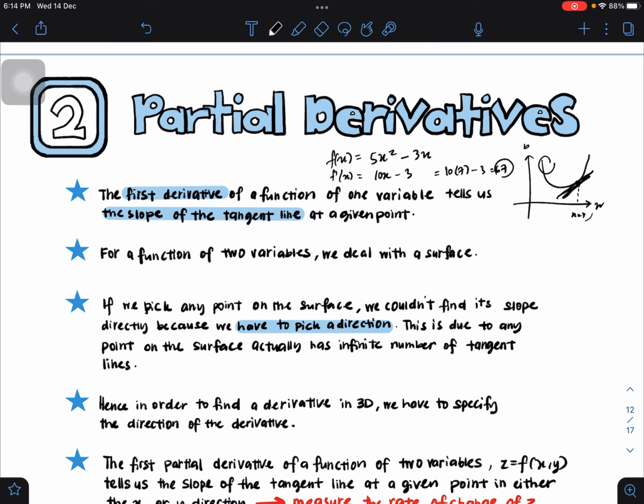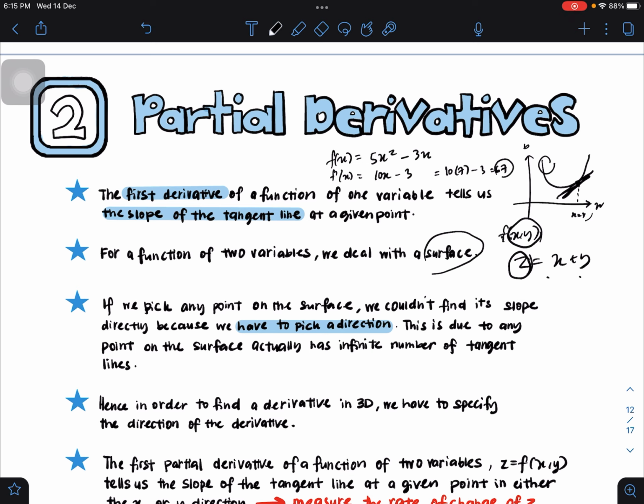Therefore, before this, when we were dealing with a function of one variable, which only has x and y, the derivative of that function tells us the gradient of the tangent line. But for a function of two variables, we deal with a surface. I repeat this many times in class. Now when we are dealing with three variables, x, y and z, we have a function of two variables. For example, if you have z as the subject, you will have z in terms of x and y. So this is also called a function of x and y. When we have a function of two variables, it means we have at least three variables inside our equation. Therefore, we are dealing with a surface.